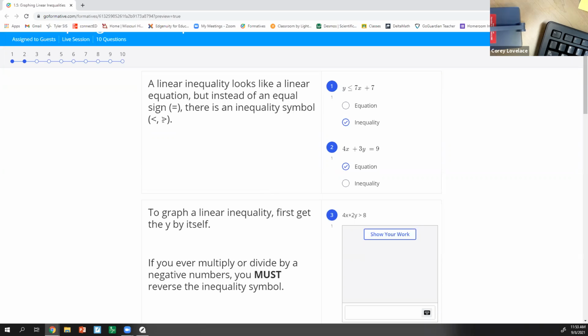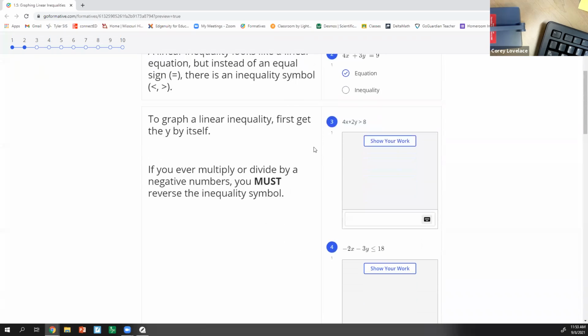So pretty easy to distinguish those. Remember, less than, greater than, we should definitely be able to recognize which symbol's which. And then if it has the line underneath it, you read that as "and equal to." So to graph a linear inequality, we're going to follow the same strategy that we did for linear equations, and that is to isolate the y variable.